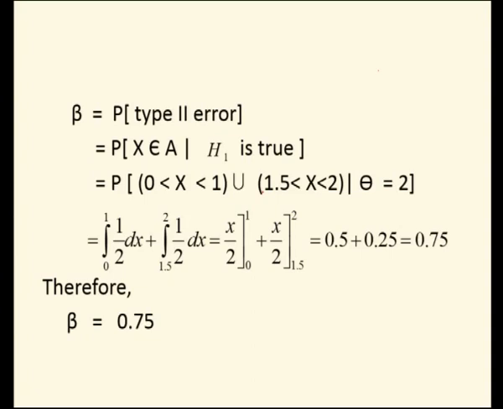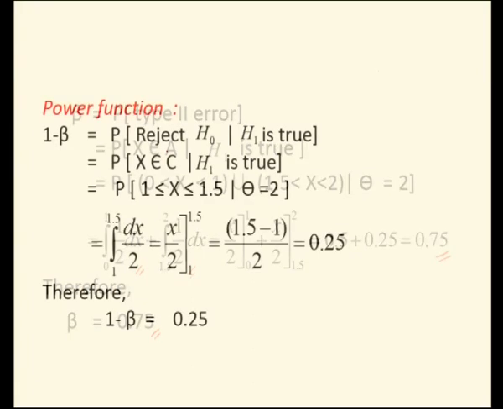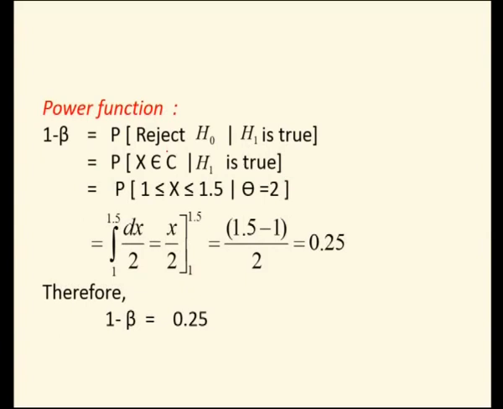So, here substituting probability of 0 is less than x less than 1, that is 0 to 1 dx, given that theta is equal to 2. Here also from 1.5 to 2 and integrating, you will get that your beta value is equal to 0.75. Okay. Now, let us go to the power function, 1 minus beta.